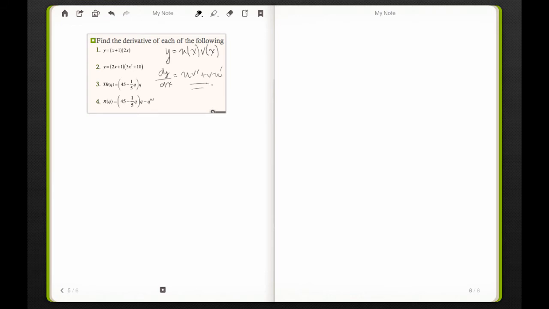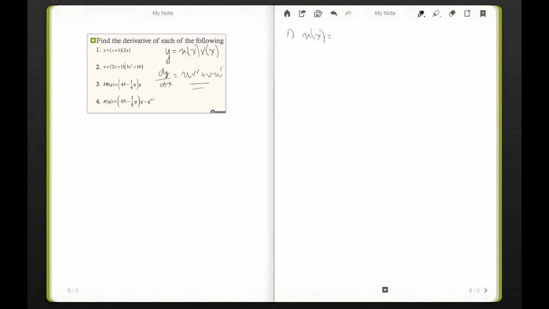If you haven't taken calculus before, this is what I suggest you do. I suggest that you specify what u of x is, what v of x is, what u prime is, and what v prime is. So here's what I mean. Here's the first one: y is equal to (x plus 1) times 2x. The best thing to do is to specify everything.